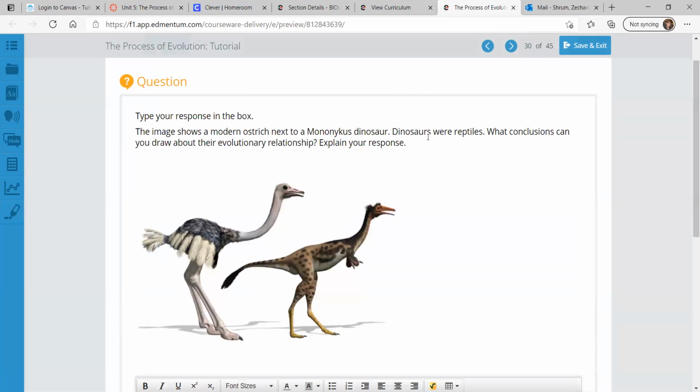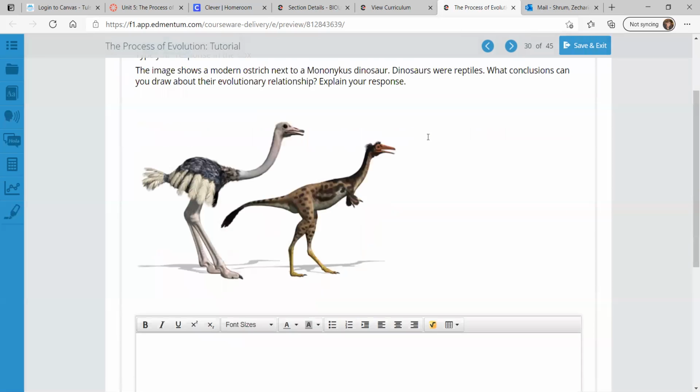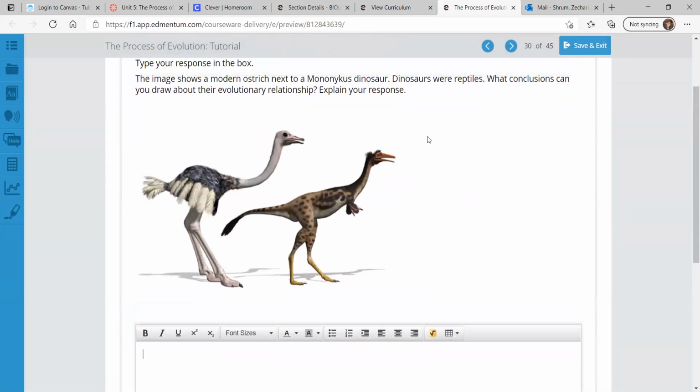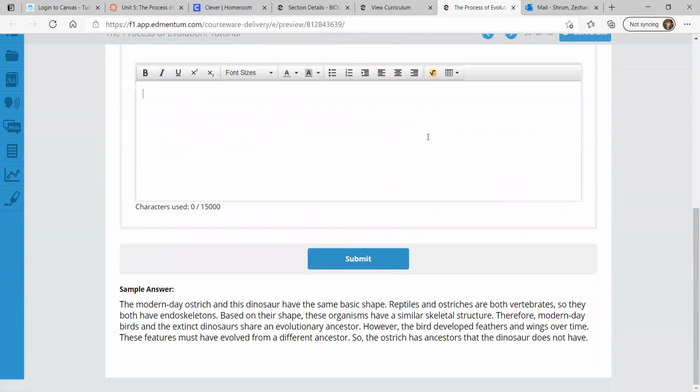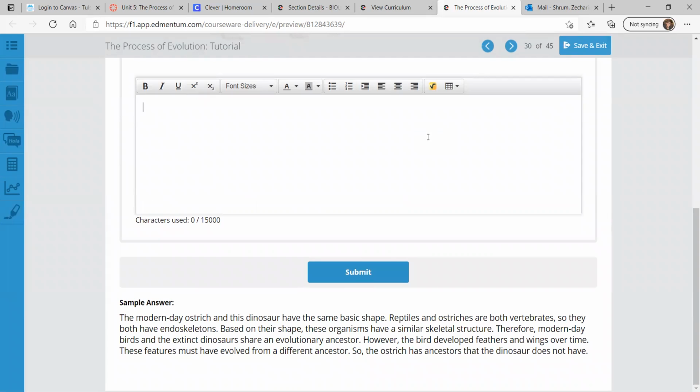All right, so the image here shows a modern ostrich next to a dinosaur. Dinosaurs were reptiles. What conclusions can you draw about their evolutionary relationship? Explain your response. Now, they do look strikingly similar. The modern day ostrich and this dinosaur have the same basic shape. Reptiles and ostriches are both vertebrates, so they both have endoskeletons. Based on their shape, it appears they have similar skeletal structures.